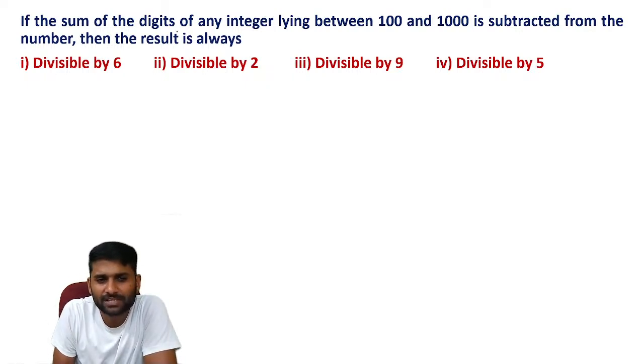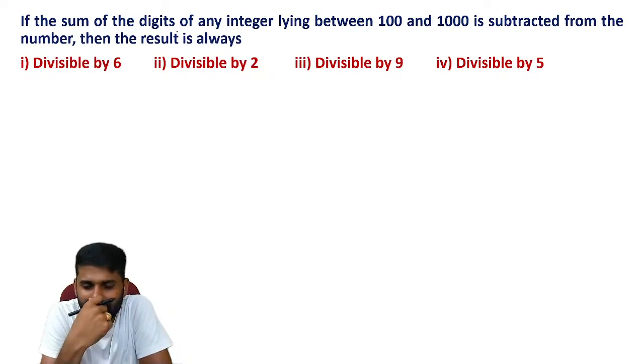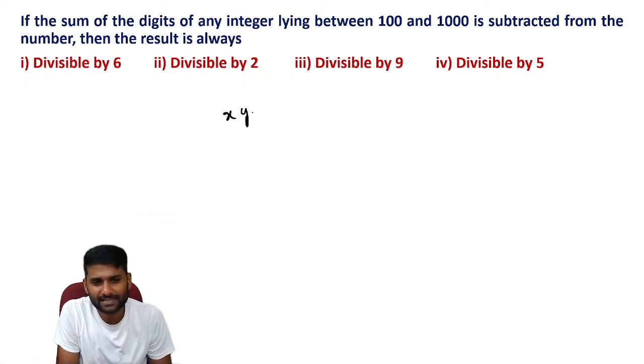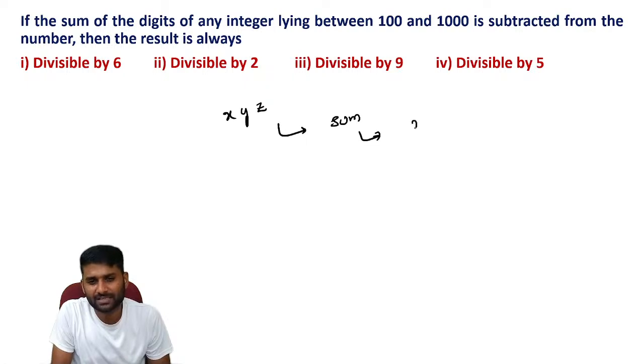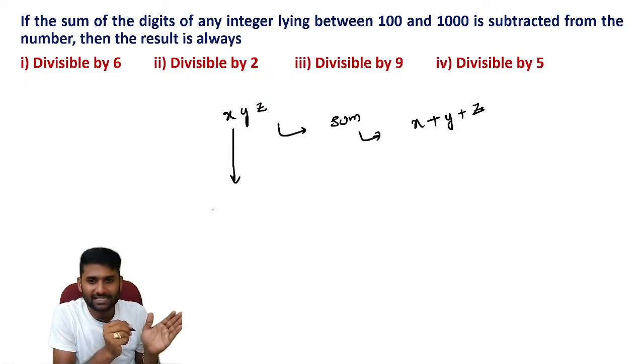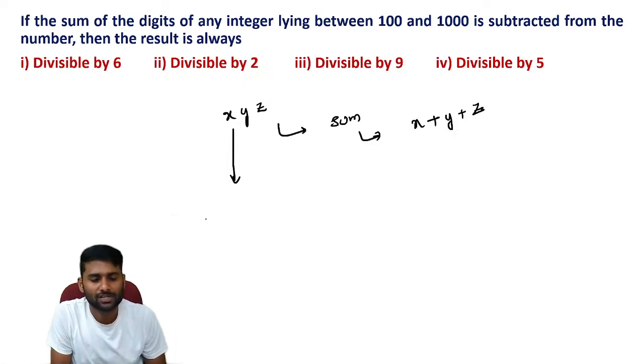The sum of the digits of any integer lying between 100 and 1000 is subtracted from the number. The result is always, guys, first of all, take the 3-digit number xyz. The sum of a 3-digit number is x plus y plus z. Next, what is the value of any 3-digit number which lies from 100 to 1000? You have to multiply with the place value: 100x plus 10y plus z.